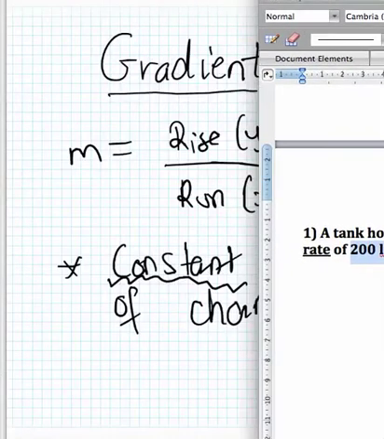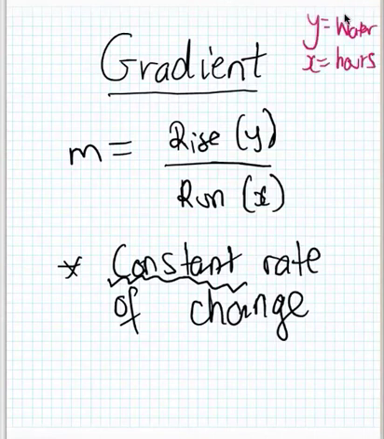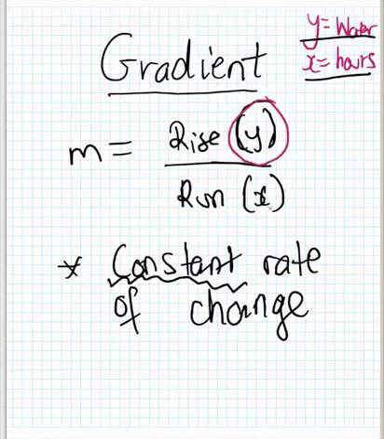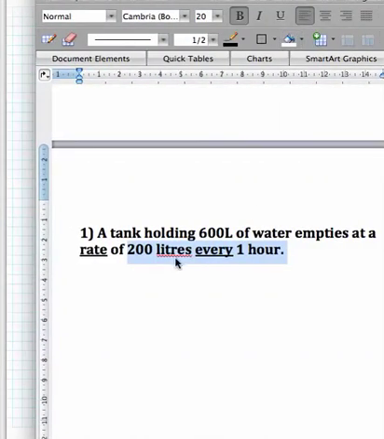Now, to do this properly, we know that Y represents water in liters, and X is hours. That's why it's important to identify your variables, because when calculating our gradient, we have rise over run, or Y over X. So it's important that we know what is Y and what is X. So now all we have to do, there's Y over X. So the gradient will be, now let's have a look at the rate of change. 200 liters every 1 hour. So we know 200 liters, water in a tank, is Y, and 1 hour is X.